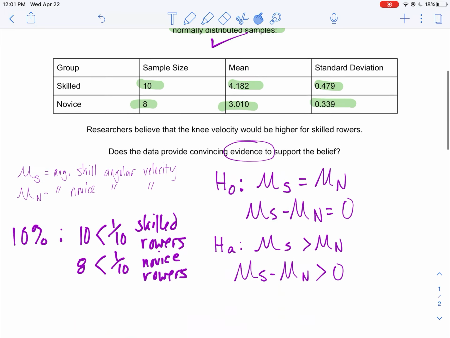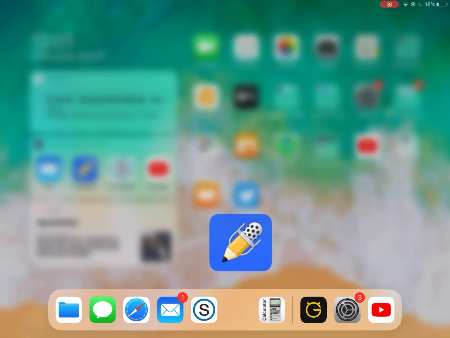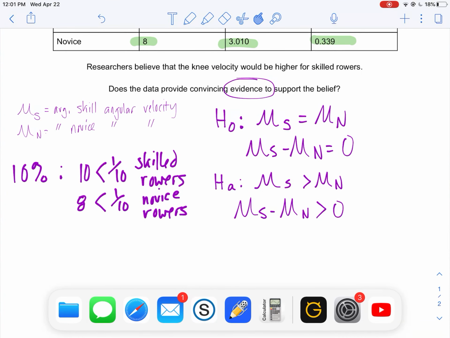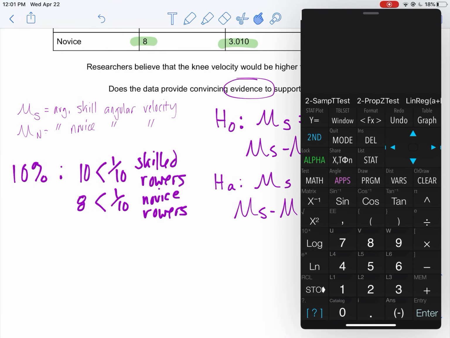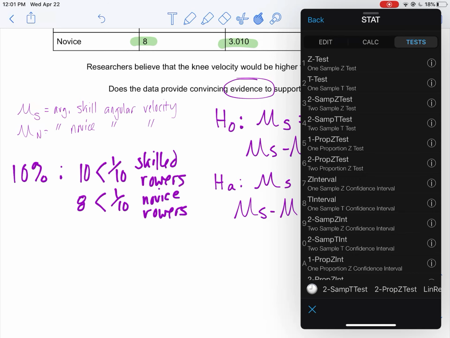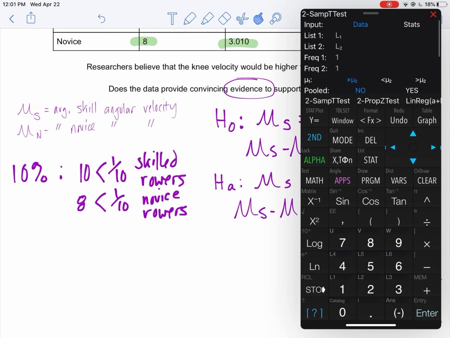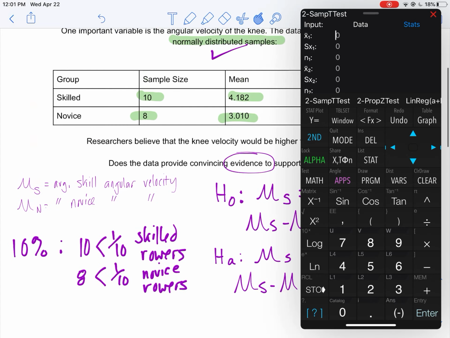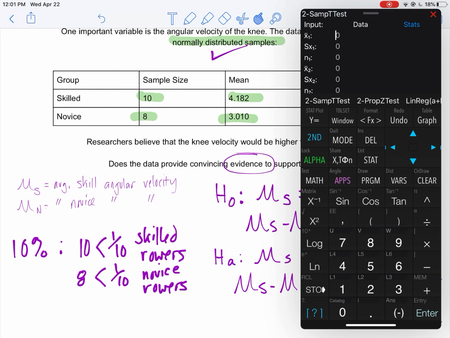So now I'm at the point where I want to run my hypothesis test. I'm going to pull up my calculator, and I'm going to go to stat, and I want to run myself a 2-sample t-test here. I've got 2 samples, and I don't have to enter in data. They give me my statistics here, which is pretty cool. I've got my first average is 10. I'm going to plug that in.